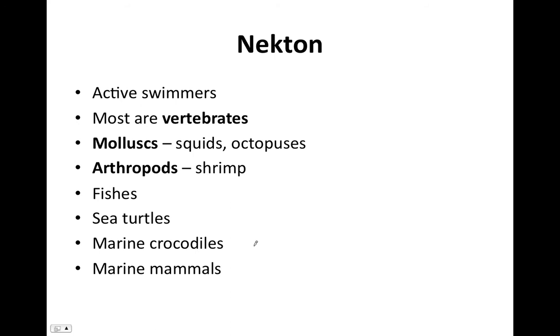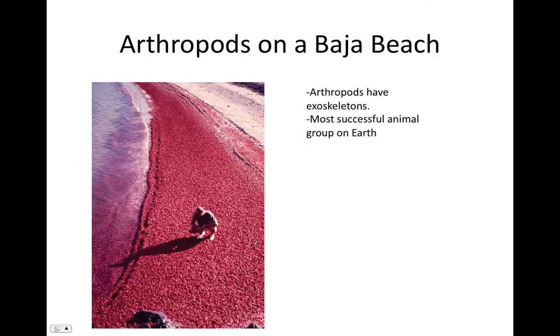Most nektons are vertebrates, though not all are. There are mollusks that are nektons, such as squid and octopi. Also, there are some arthropods, such as shrimp. Shrimp are active swimmers. But among the vertebrates, we have fishes, sea turtles, other marine reptiles, such as marine crocodiles, and marine mammals. So these are arthropods. These are shrimp on Baja Beach. And so these are all nektons, these shrimp that have washed ashore.